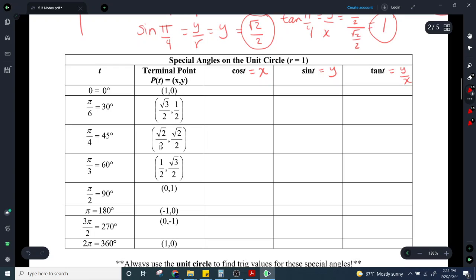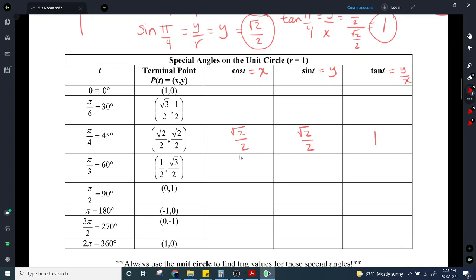Pi over 4 is the one we just did. There's the x and the y values, radical 2 over 2 for both of them. So let's fill those in because we have them. The cosine value, we said, is going to be radical 2 over 2. The sine value, we said, was radical 2 over 2. And the tangent value, remember, was y over x, which ended up being 1.